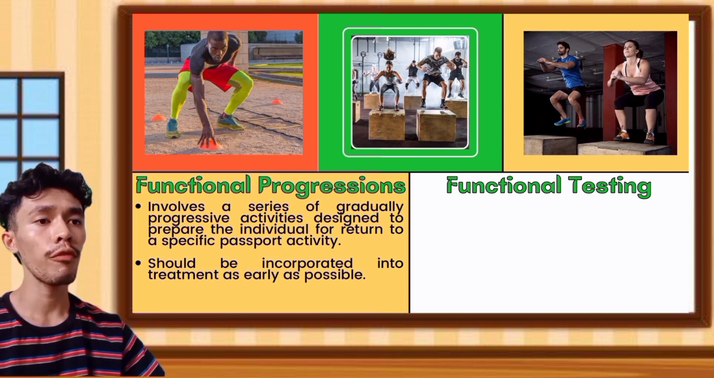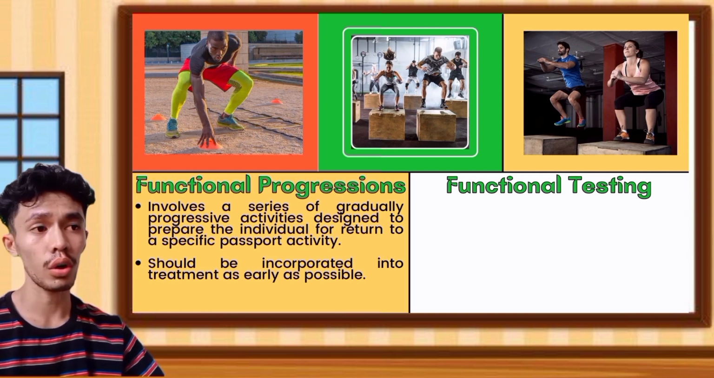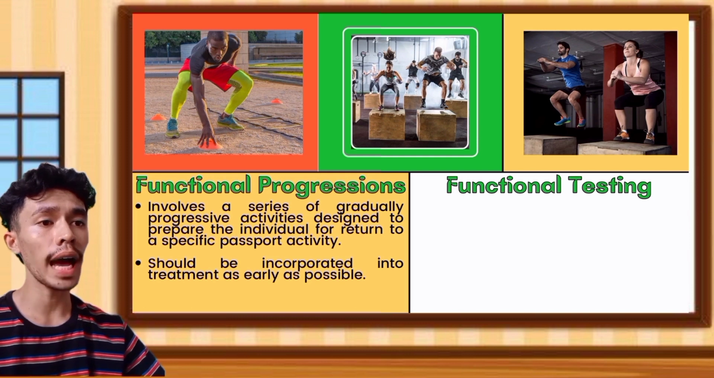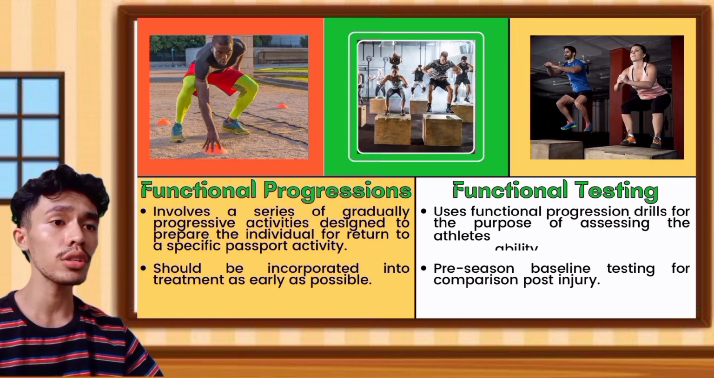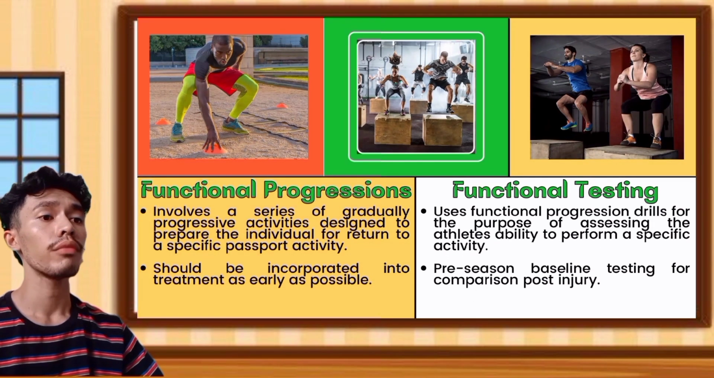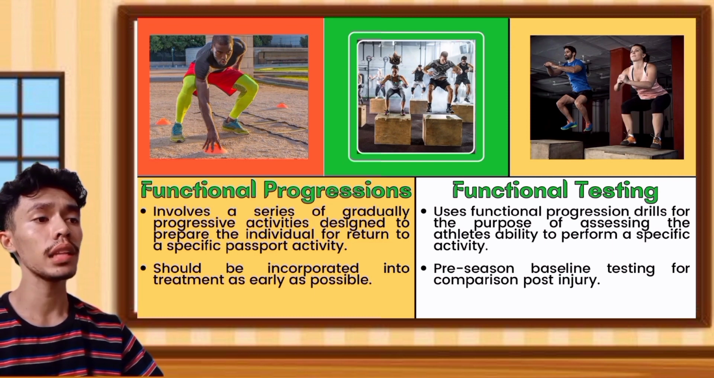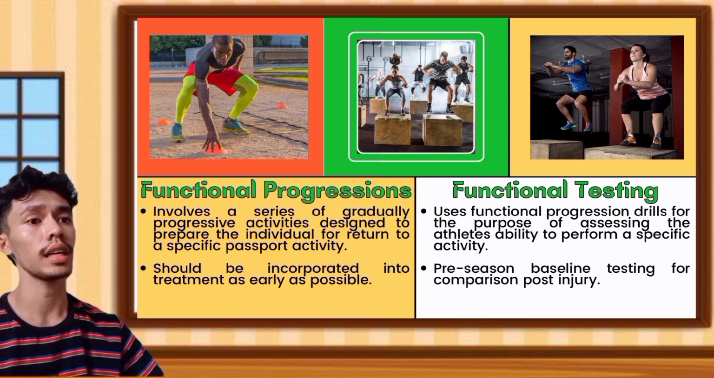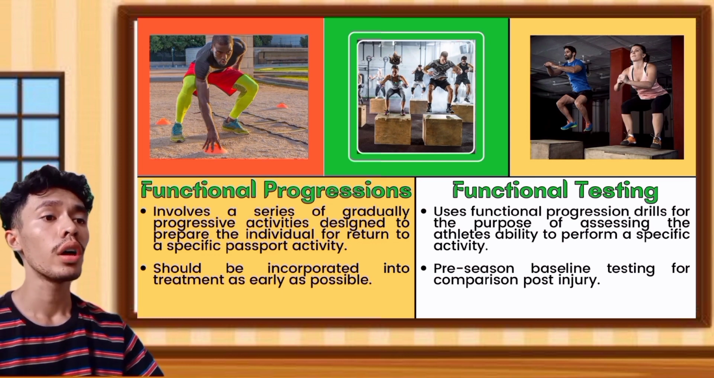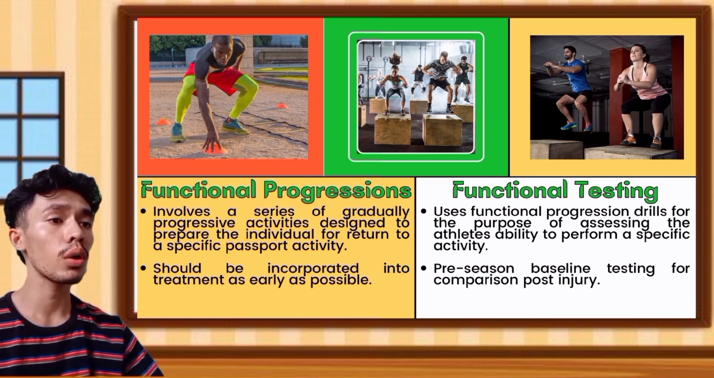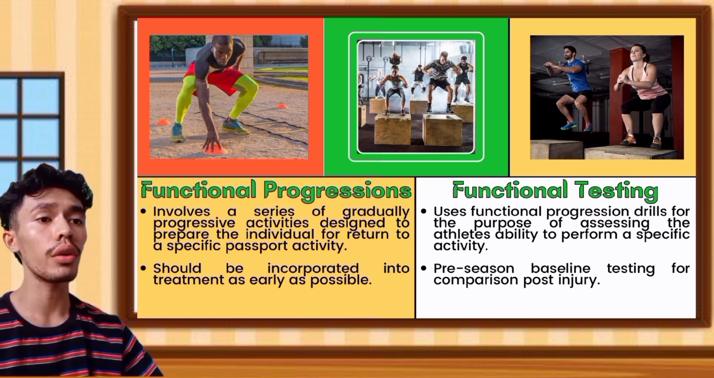Okay? So if pain and swelling do not arise, the activity can be advanced. So new activities should be added as quickly as possible. Okay? So now in functional testing, it uses functional progression drills for the purpose of assessing the athlete's ability to perform a specific activity. So, it entails a single maximal effort to gauge how close the athlete is to full return.